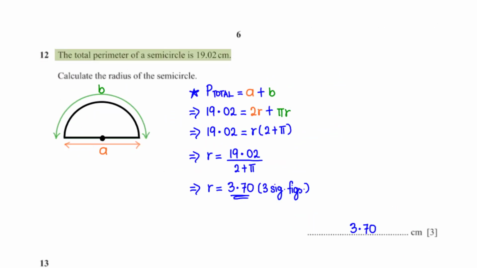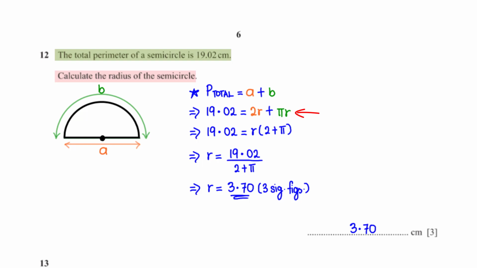The total perimeter of a semicircle is 19.02 centimeters. Calculate the radius of the semicircle. The perimeter of an object is the distance round the shape of the object. In the case of the semicircle, the total perimeter is equal to its diameter, which we have represented as A, plus the arc, which we have represented as B. A is 2 times the radius and B is 2 pi r divided by 2, which is pi r.